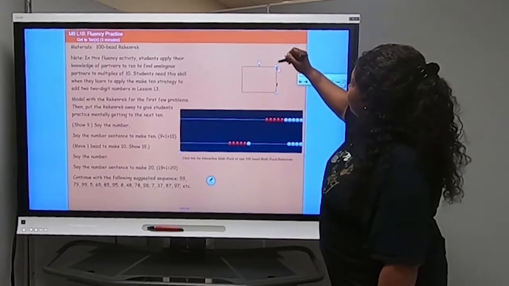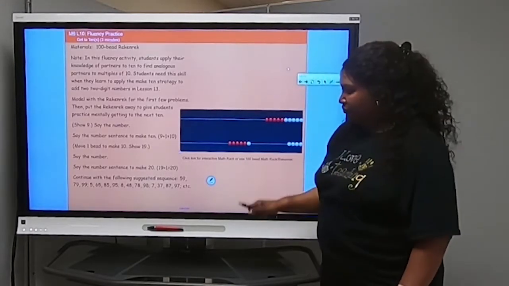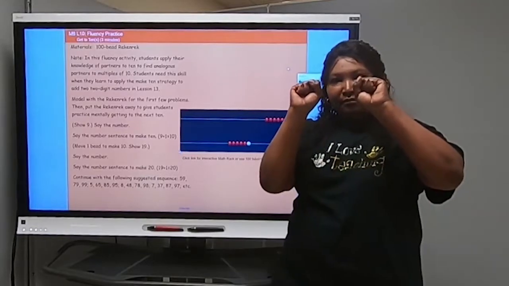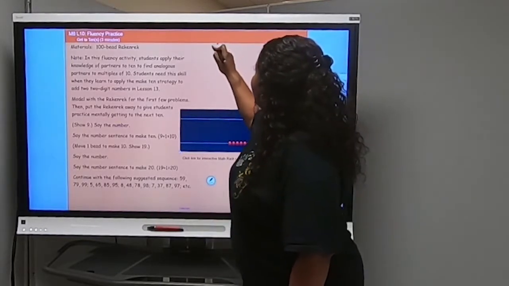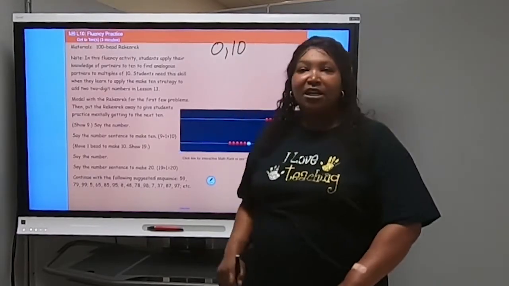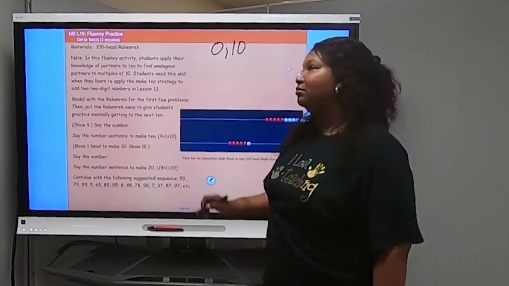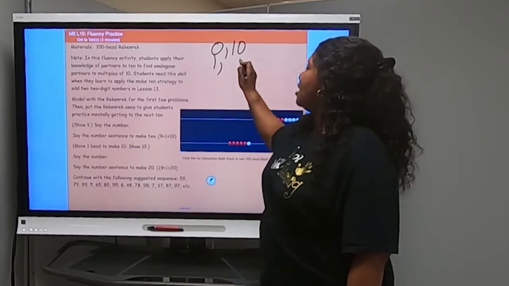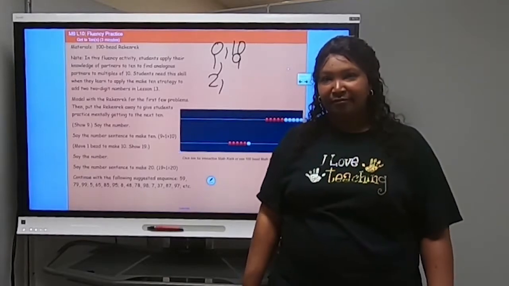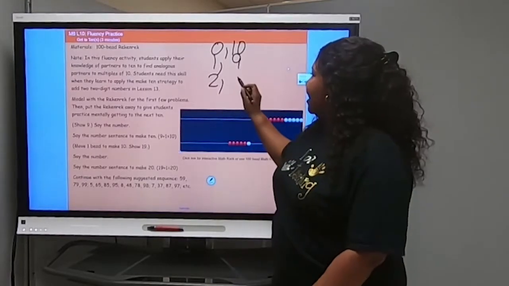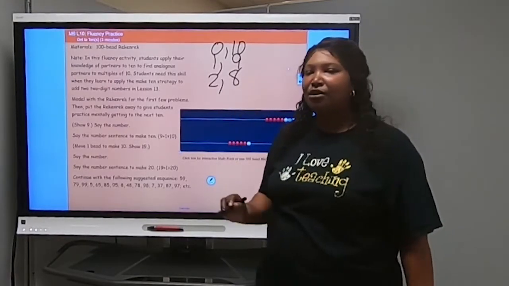How many does 0 need to become 10? How many fingers are down? 10. Good job. So 0 and 10. How many does 1 need to become 10? 9. Good job. What about 2? Yes, because we said 8 needed 2. So 2 and 8. Good.